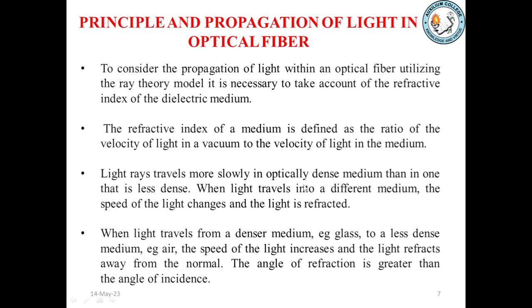Light rays travel more slowly in an optically dense medium than in one that is less dense. When light travels into a different medium, the speed of the light changes and the light is refracted. When light travels from a denser medium, for example glass, to a less dense medium, for example air, the speed of the light increases and the light refracts away from the normal. The angle of refraction is greater than the angle of incidence.